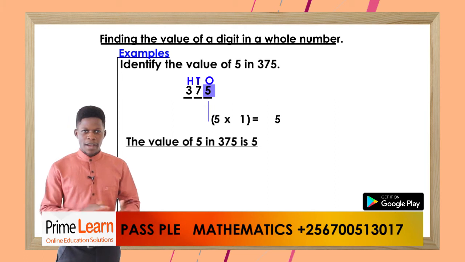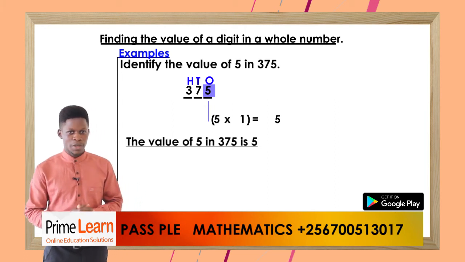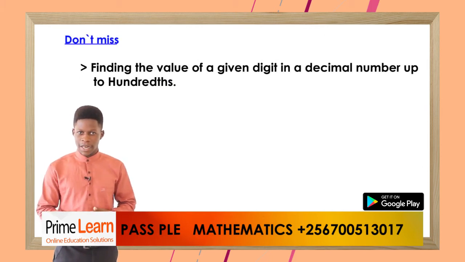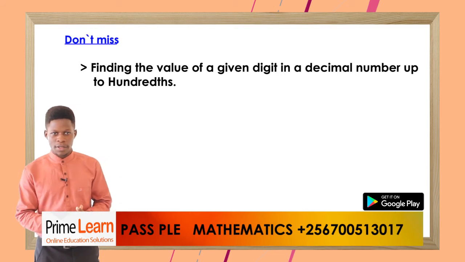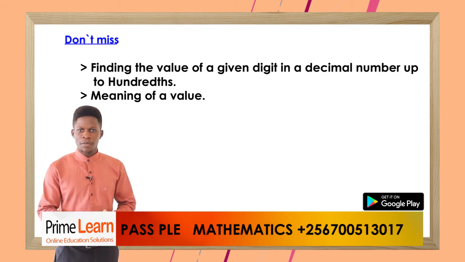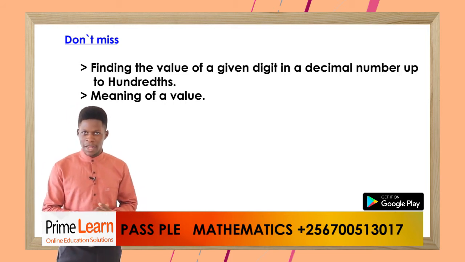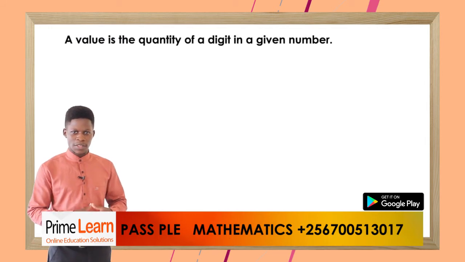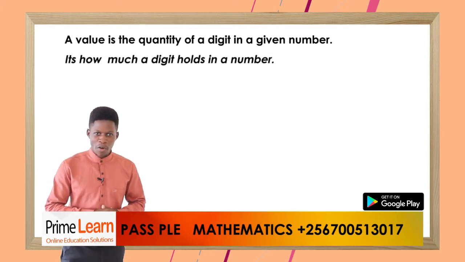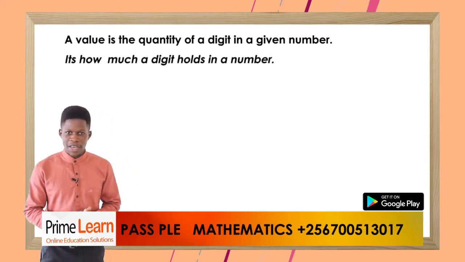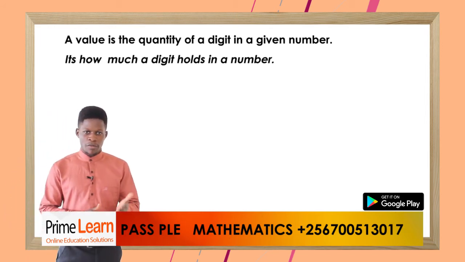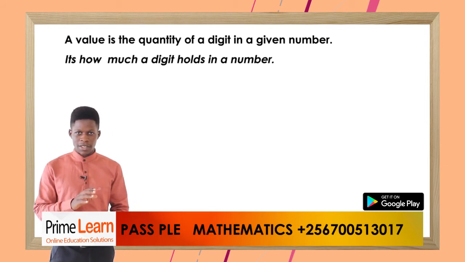Now, remember in this lesson, I have just told you that we are going to look at finding the value of any given digit in a decimal number up to hundredths. And we are as well going to look at the meaning of a value. A value, my dear learner who is watching this lesson, is the quantity of a digit in a given number. In other words, it means how much a digit holds in a number. That means when you get a value, you have got the quantity of that digit in a number.